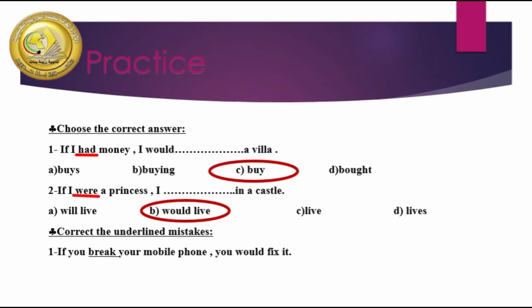Look at the other exercise. Correct the underlined mistakes. If you break your mobile phone, you would fix it. As you can see, we have a line under the verb break. On the other hand, we have would plus infinitive verb fix. So, how shall we write the verb break? Yes, it should be in the past. If you broke your mobile phone, you would fix it.